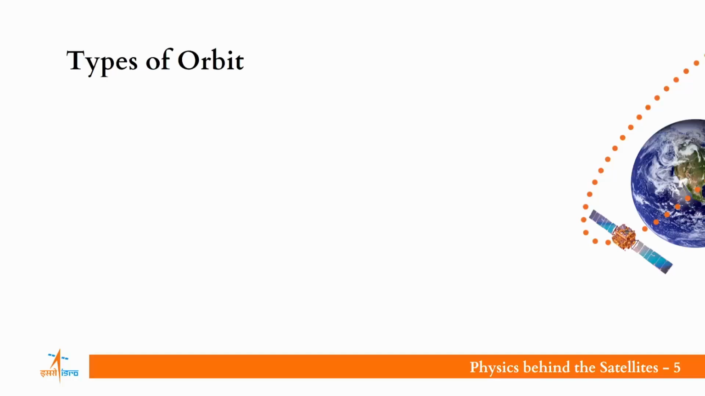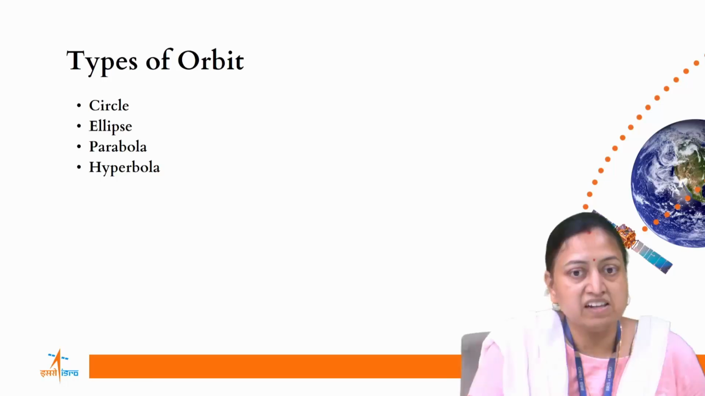Now we will learn about the types of orbits. To understand better how a satellite orbits another celestial body, it is important to learn the various orbital shapes and understand Kepler's laws of planetary motion. We have 4 types of orbits, namely circular, elliptical, parabola, and hyperbola.